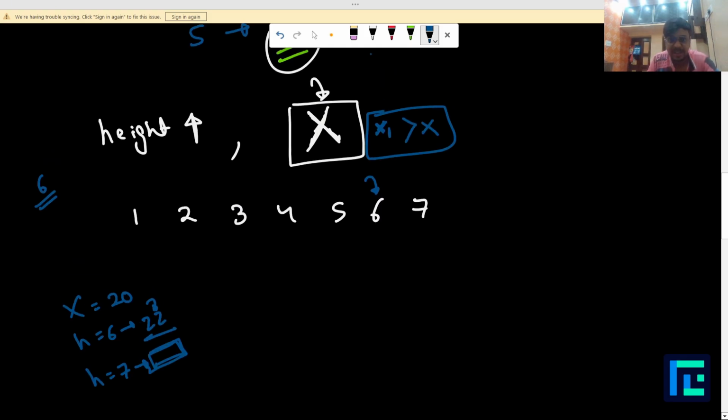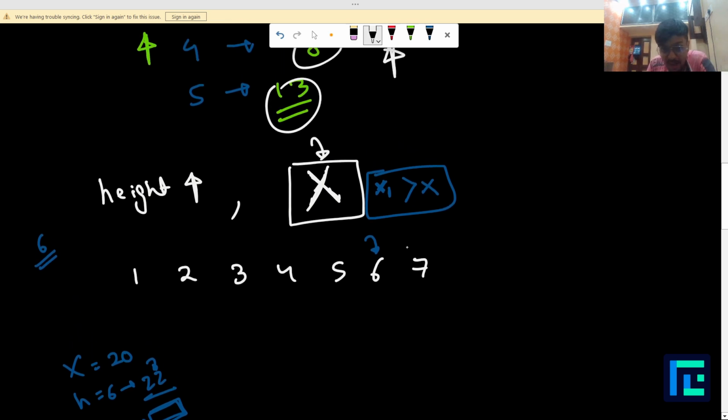So I can say that if I can't build an aquarium of height 6, I can't build an aquarium of height 7 as well. I can't build an aquarium of height 8, 9, 10, something like this. I can't build them. So in this case, the maximum height of the aquarium that I can keep is nothing but 5. Do you all agree? Do you all agree? So how can we approach this question?